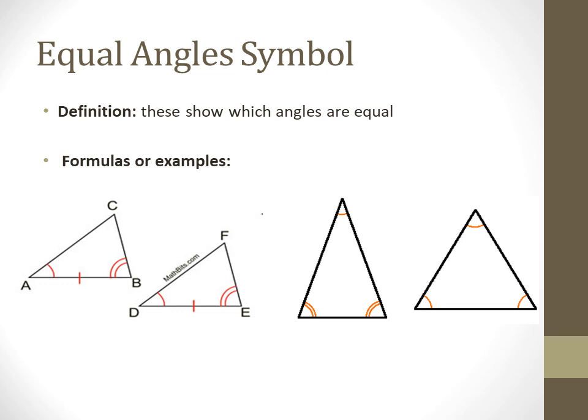And lastly, the equal angles symbol. These show which angles are equal. Okay? So again, this can be used among two triangles to tell us which angles are equal among them, or within one triangle, telling us which angles are equal and which is not. Again, all this information will help us to solve the problems we will face this term.